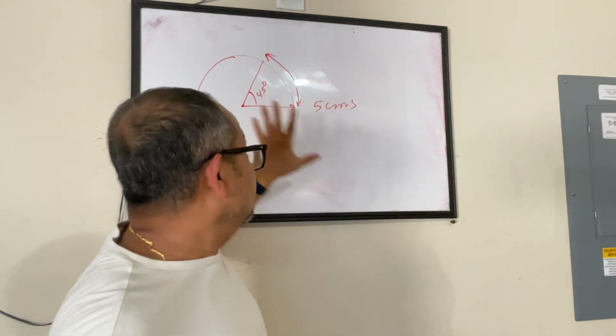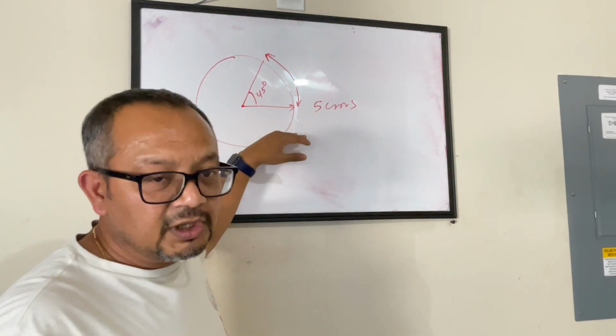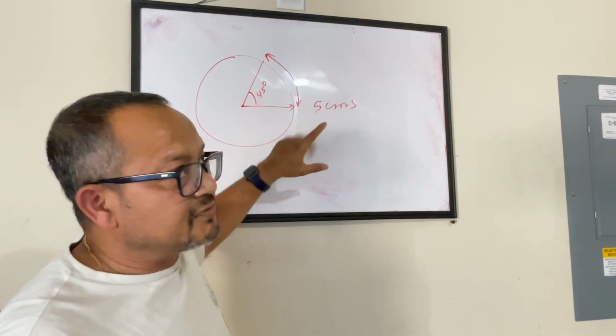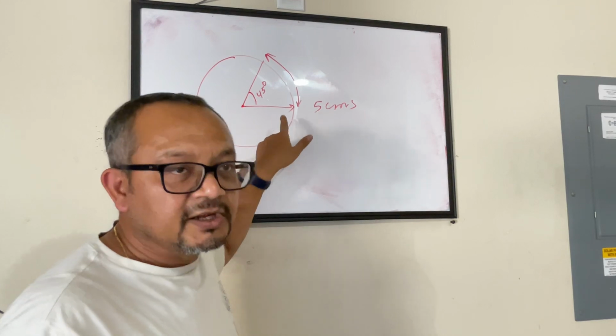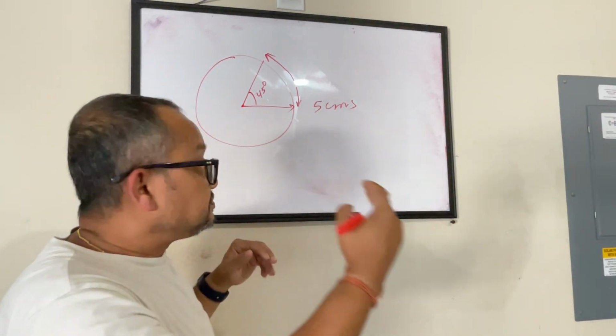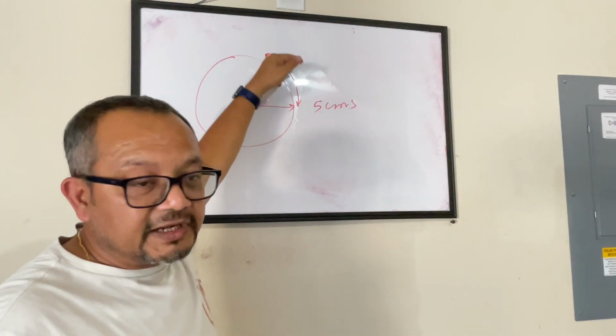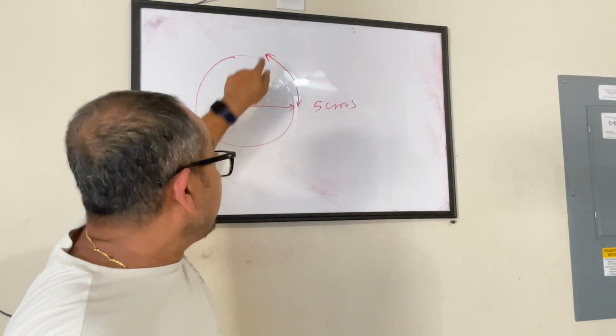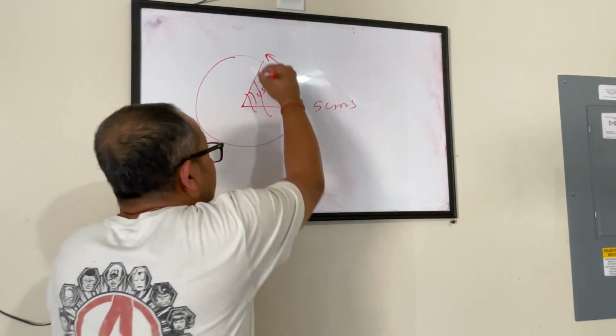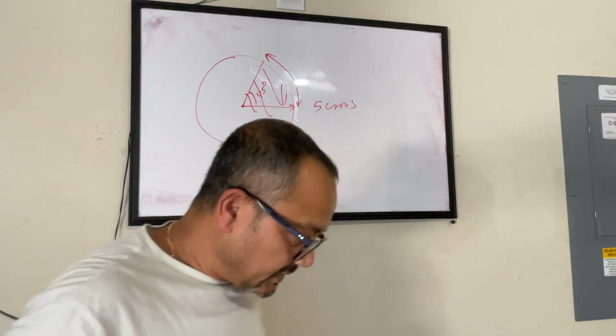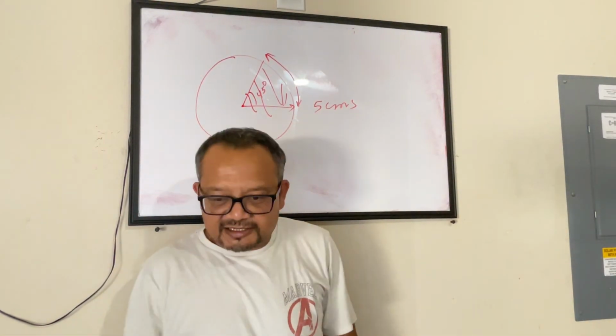So the question is, you have a circle with the radius known and I told that there is an arc which is making 45 degrees on the center. Asking you guys to find out the length of the arc and the area of the sector, meaning this part. And your time starts now.